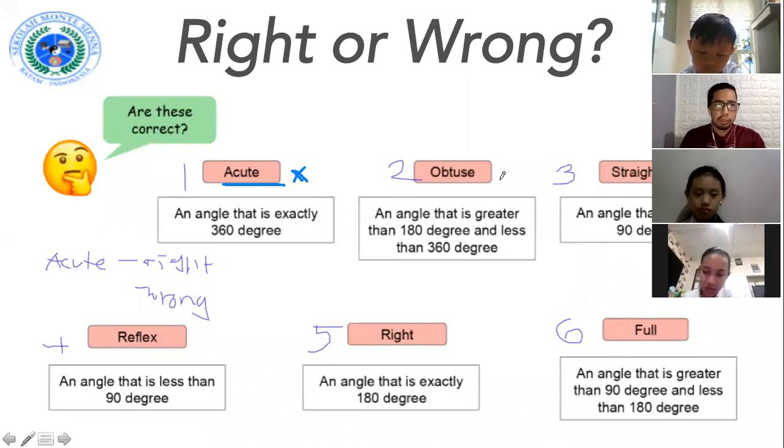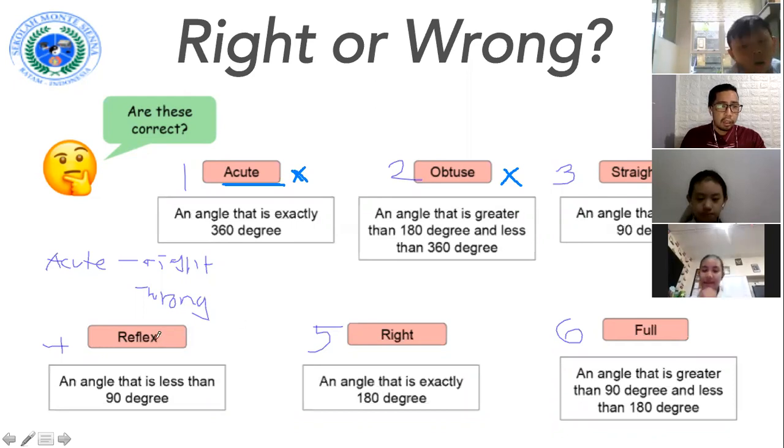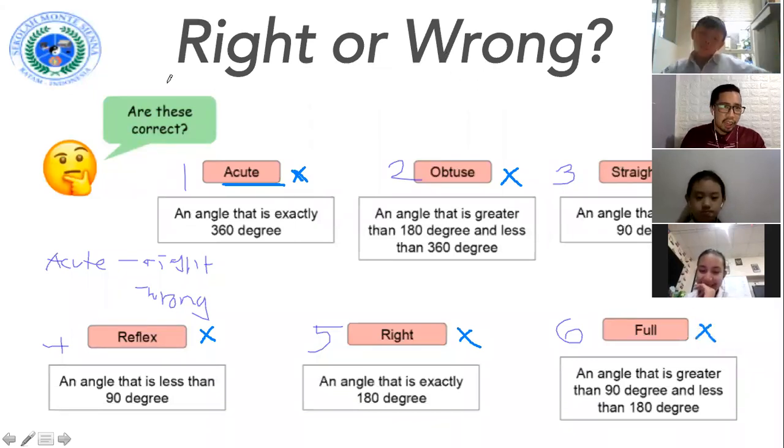Number two, right or wrong? What do you think? Is it right or wrong? An angle is greater than 180 degrees and less than 360. Wrong. That is wrong. Number three, wrong. Number four, reflex. Wrong. Number five, wrong. Oh my, all the items, I think, are wrong. Yeah, wrong. If all of these are wrong, can we now connect?